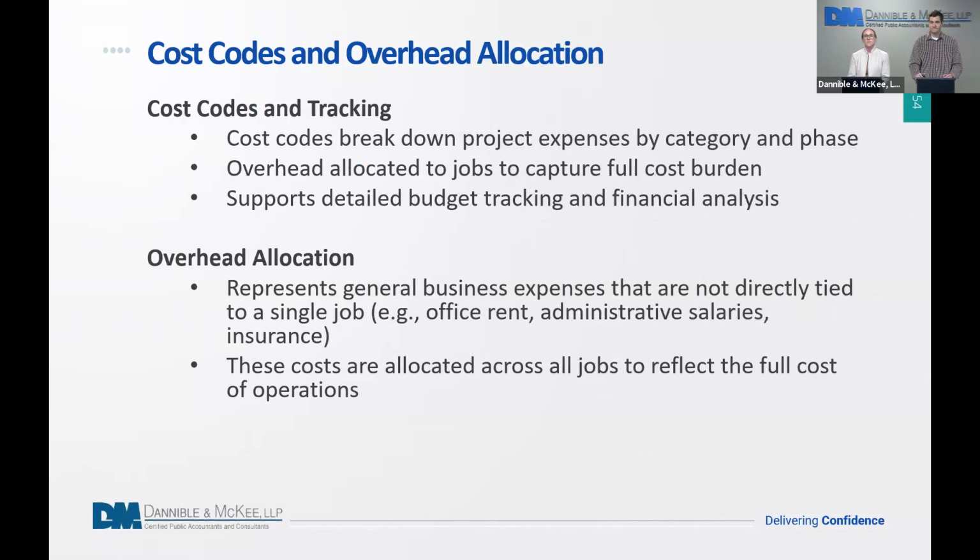And additionally, most of the accounting software at this point used by contractors have cost codes that you can track. Cost codes break down the project expenses by category and phase. Sometimes it'll even break out the labor based on the type of labor or whatever type of work they're doing, to capture the right rates that you might be using if you are involved in collective bargaining agreements or using union employees. Overhead allocated to jobs to capture the full cost burden.